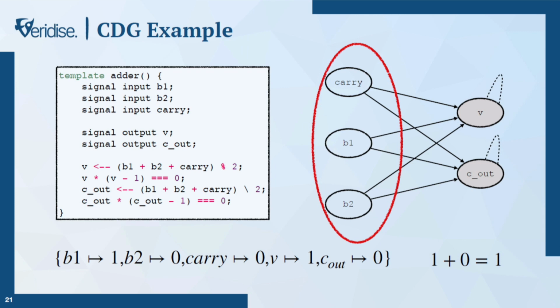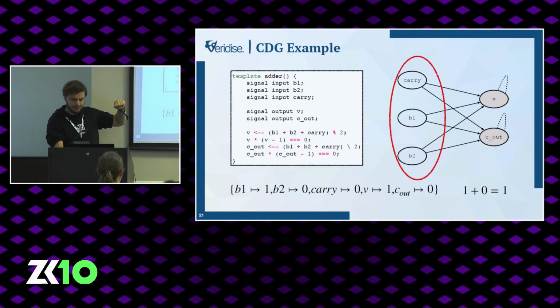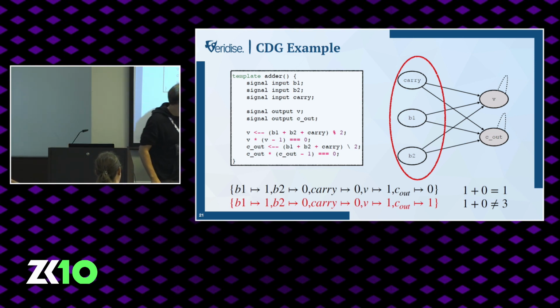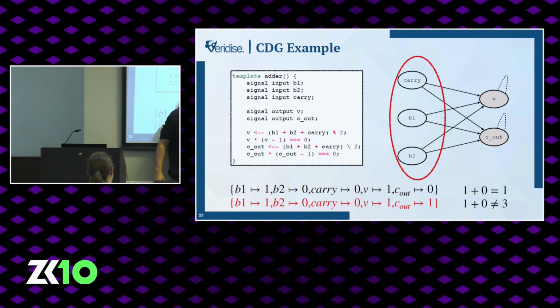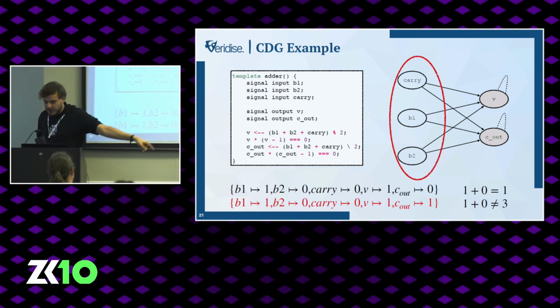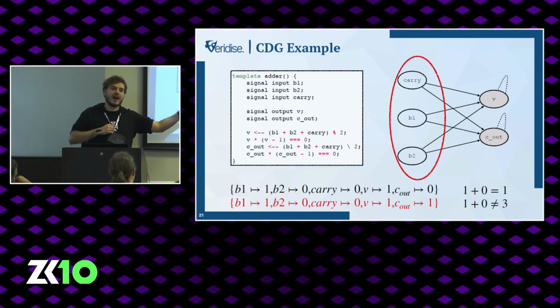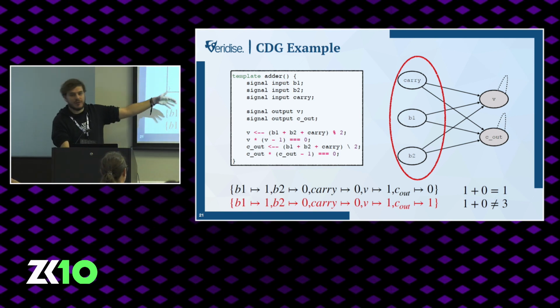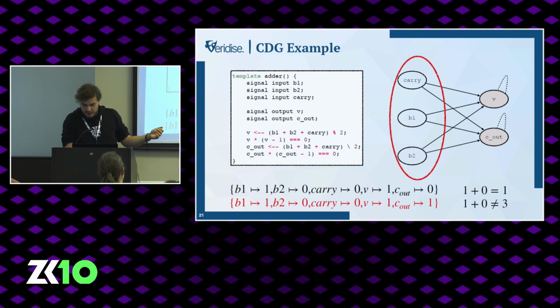But since we are only checking if the outputs are bits, we can do this, where we only change the carry output to be a 1. So we are trying to claim that we somehow did 1 plus 0 equals 3. And the constraint system will say OK, because they are just checking that they're bits, but the math doesn't really add up.